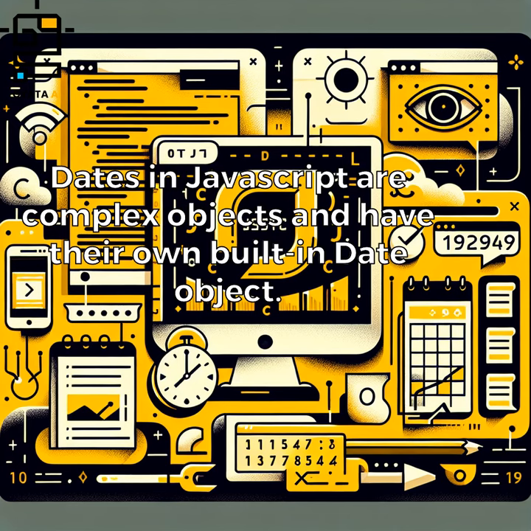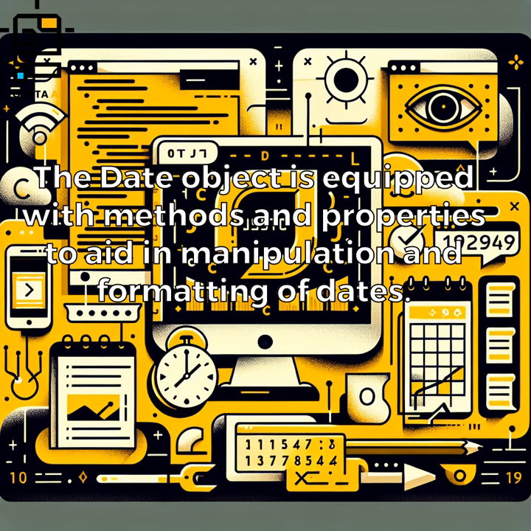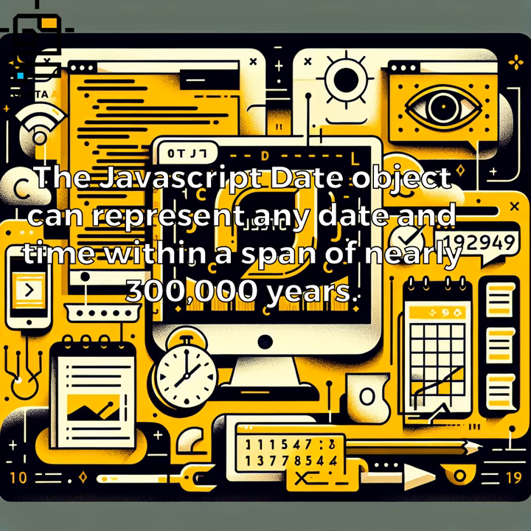Introduction. Dates in JavaScript are complex objects and have their own built-in Date object. The Date object is equipped with methods and properties to aid in manipulation and formatting of dates. The JavaScript Date object can represent any date and time within a span of nearly 300,000 years.